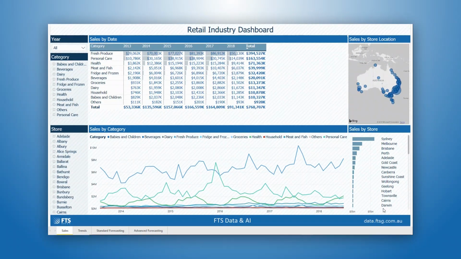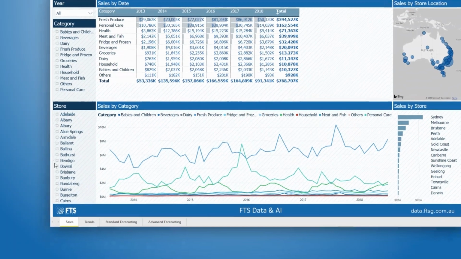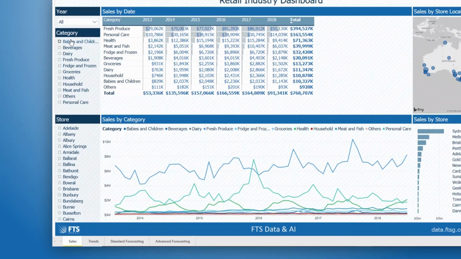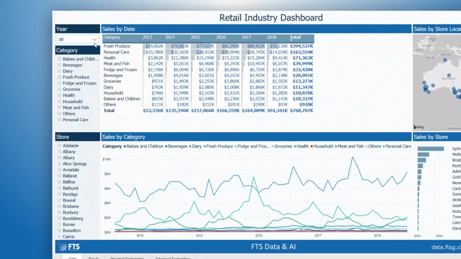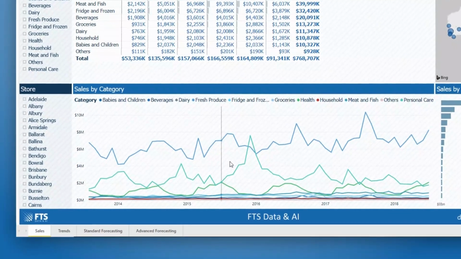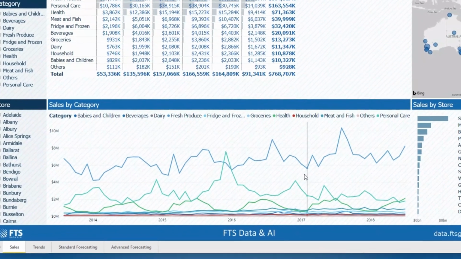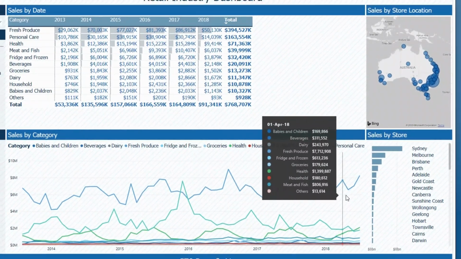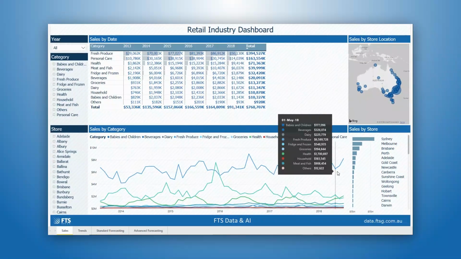This first page is a standard retail industry dashboard. It presents sales revenue by store location and product category. This can be filtered by financial year. The user might guess some trends from the line chart below. For more accurate insight, it needs more detailed analysis that can be found on the next page, which looks at trends.